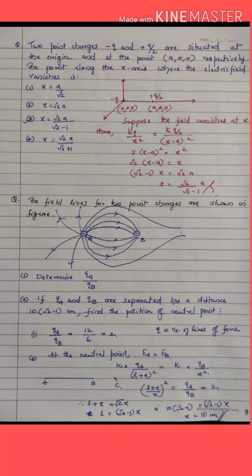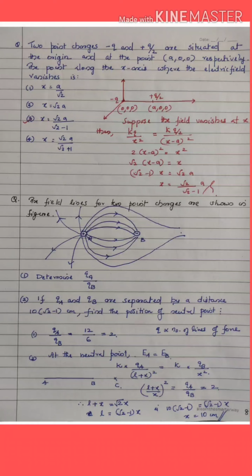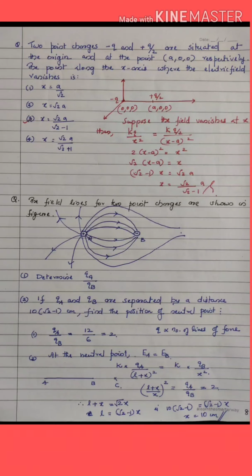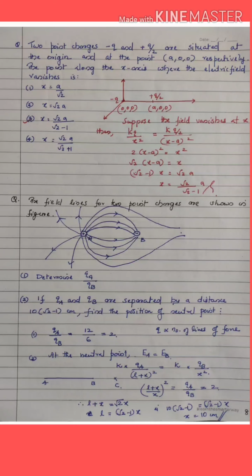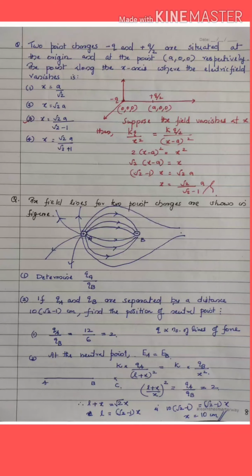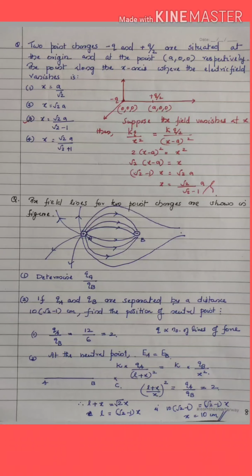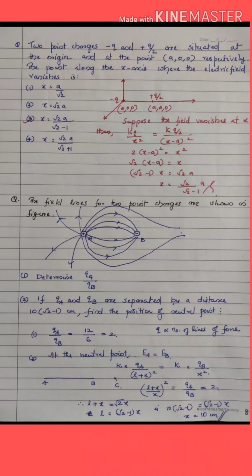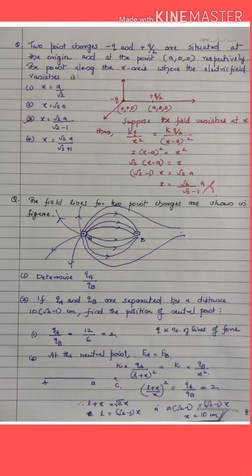The field lines for the point charges are shown in the figure. Determine qa by qb. If qa and qb are separated by a distance 10 into root 2 minus 1 centimeter, find the position of the neutral point. And as already said, the charge is proportional to the number of lines of force. So just count the number of lines starting from A and ending on B. Starting here, it is a plus charge, minus ending. So qa by qb: from A it is 12, from B it is 6. So 12 by 6 is equal to 2.